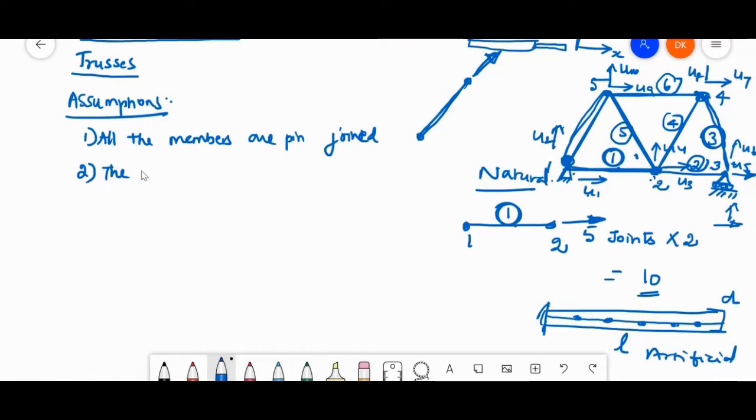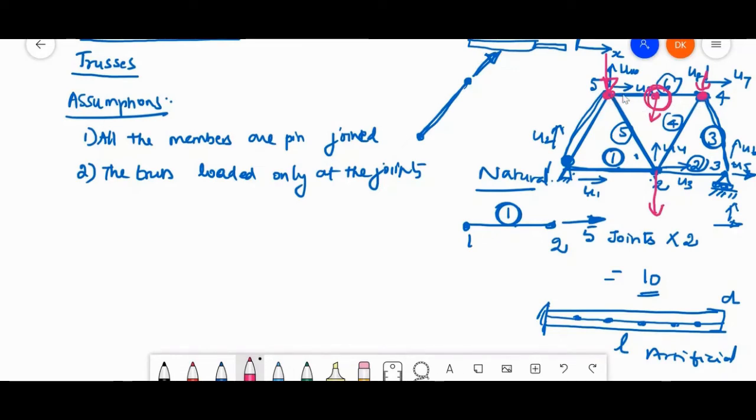The truss is loaded only at the joints. That means what? You take this node, so the load can be applied here only at the node, and the another load can be applied only at the joint. Here you can apply the load, but the load is not applied at this point, because here there is no node available. So nodes are only at the ends of the members.